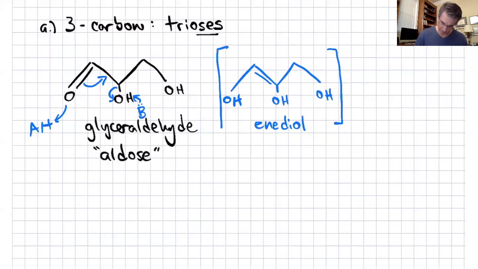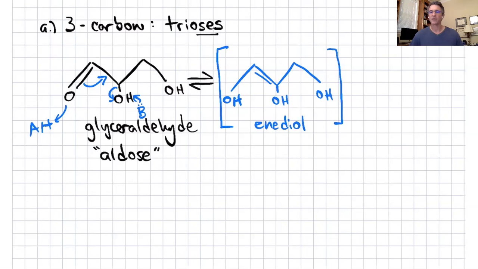This enediol intermediate is not simple to form. It does happen. It will happen spontaneously. But this conversion from that aldehyde to the enediol is relatively slow on its own, unless one has a way to do some acid-base catalysis. And we'll see some examples of that when we actually get into the business end of using these molecules, right?